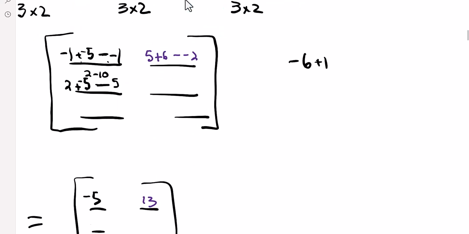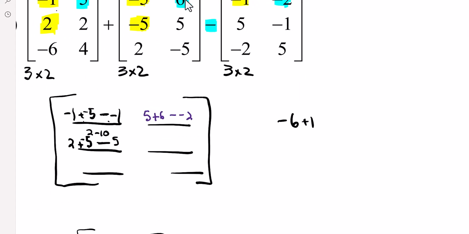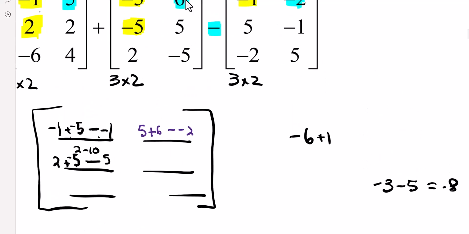So that should be -8. Let me double check and make sure that I read that right. So 2 plus -5, that's -3. -3 subtract 5 is indeed -8. So good. That's what we have.